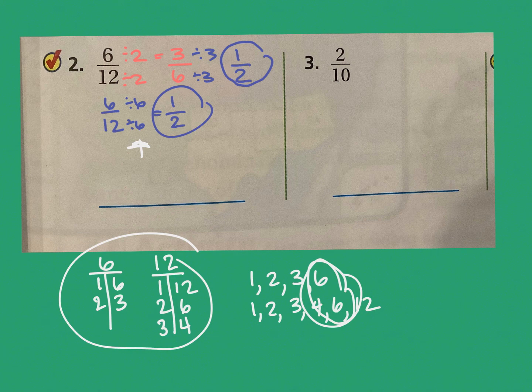The reduced form, down to its lowest form, is 1/2. Let's do the same with 2/10.